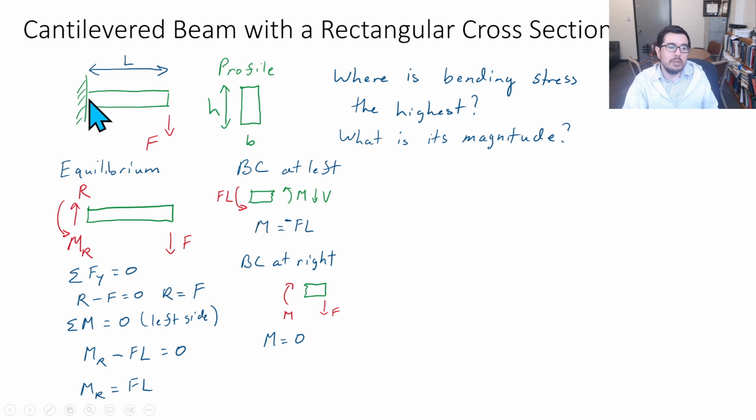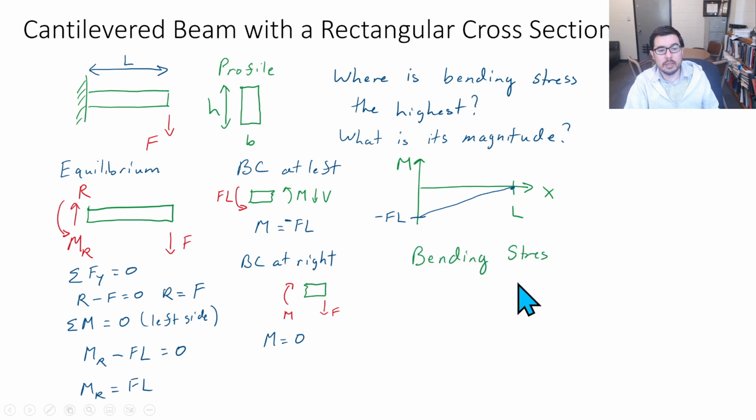One thought is, well, there's no distributed force, so that means that the shear is going to be a constant, and we integrate that up. That means that the bending moment is going to be a line with some slope, given by the constant shear. So we have the boundary conditions. We know it's supposed to be a line, and so we go from minus FL to 0.